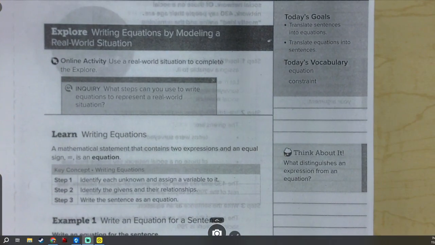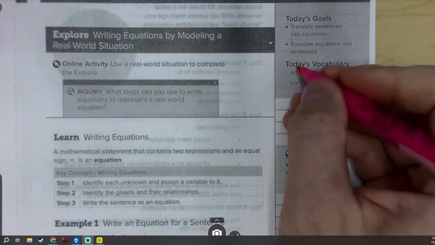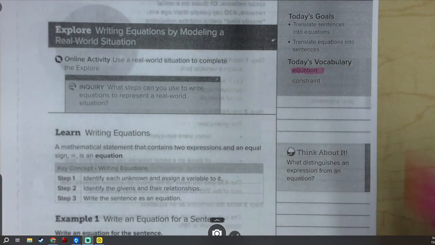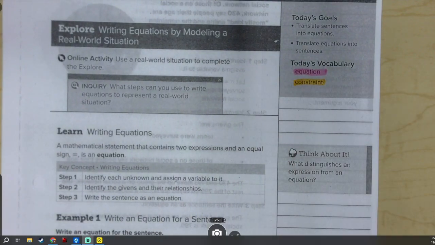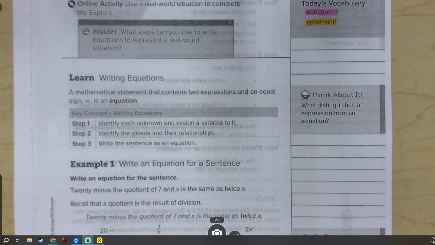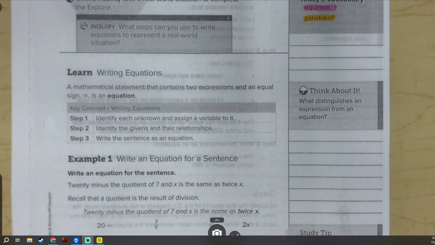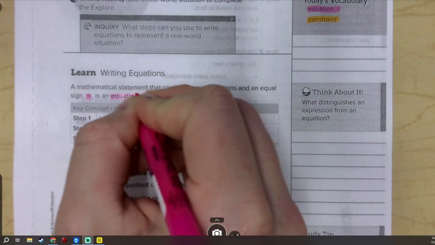Today's vocabulary, we only have two words we've got to think about: equation and constraint. We've worked with equations before. They're algebraic expressions that are equal to each other, and a constraint is something that limits what we can do. All right. A mathematical statement that contains two expressions and an equal sign is an equation. Again, equal, equation.